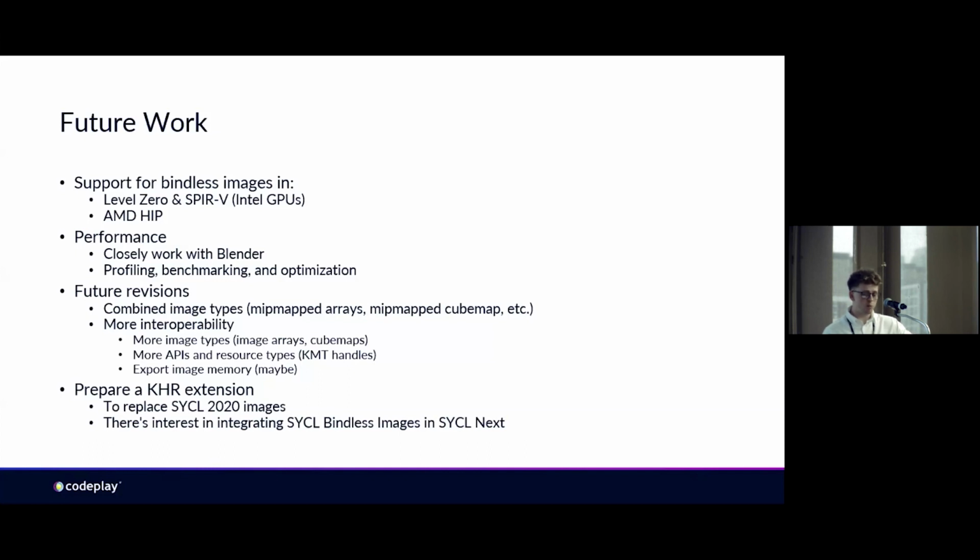as well as big ticket items like combined image types. So that would be something like a MIP-mapped cube map. And then also additional interop functionality, so more APIs, more image types, more resource types, and maybe the ability to export image memory as well. We're also interested in preparing a Khronos extension to replace SYCL 2020 images with Bindless images. And we also know that we've had some interest in integrating Bindless images in SYCL Next.